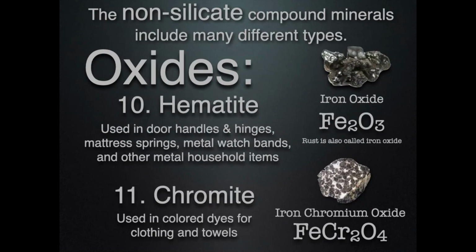Now hematite is used in door handles, door hinges, metal bed springs, the metal bands on watches, and other household items that include a metal structure.